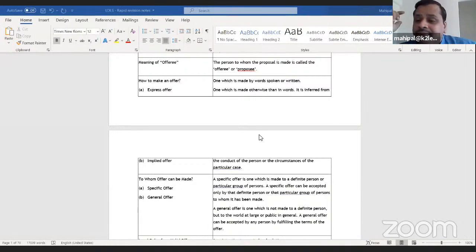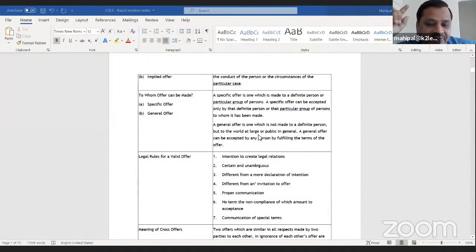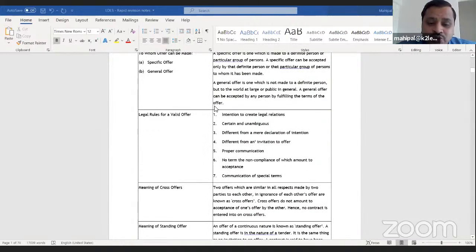To whom can the offer be made? In case of a specific offer, it has to be a definite person or a particular group of persons. But in case of a general offer, it can be made to a person or the public at large. And the person who has the knowledge of the same and is willing to fulfill the conditions of the terms of the offer can accept the offer. Am I clear? Again, my dear friends, legal rules as to valid offer, again, important questions.